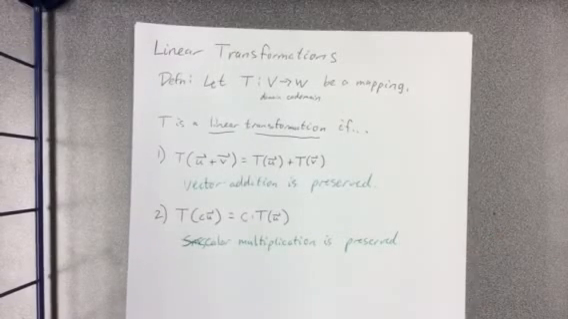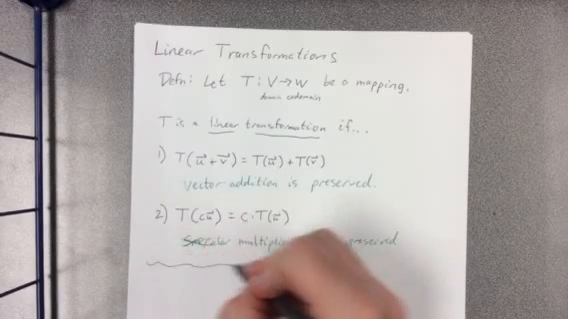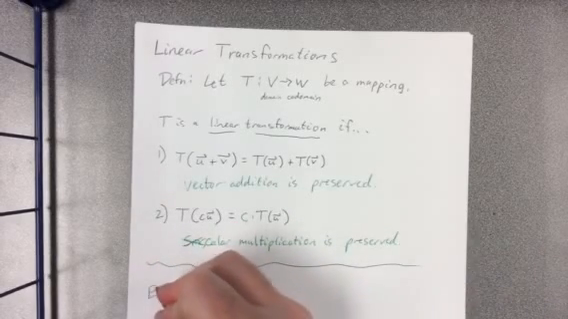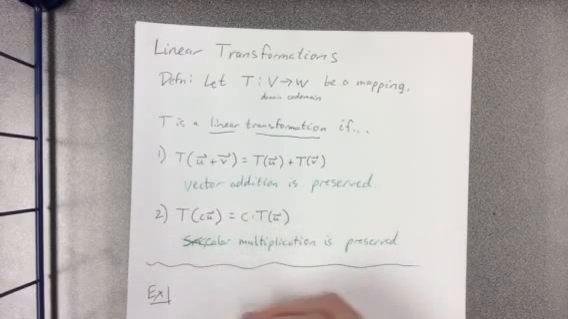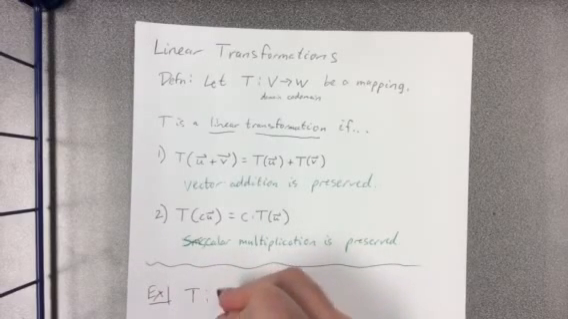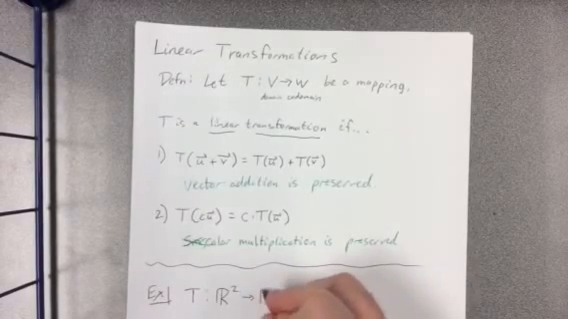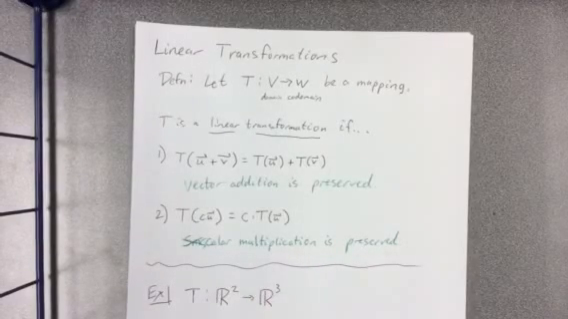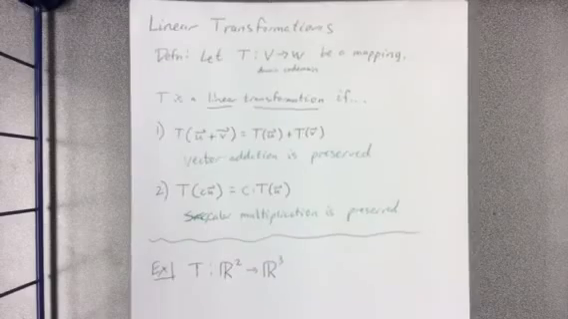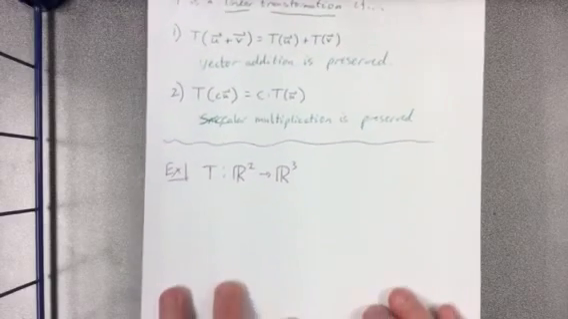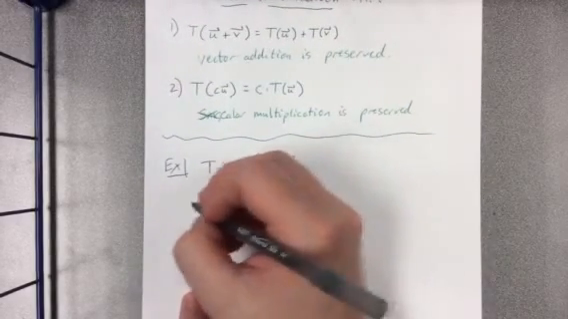So the big question to pose as we work through this is, how do we verify that a given transformation is a linear transformation, or how do we verify that something is not a linear transformation? So for that, let's try out an example. I'd like to consider the transformation T that takes us from the set of two-dimensional Cartesian vectors into the set of three-dimensional Cartesian vectors. And let's define this transformation by the following.